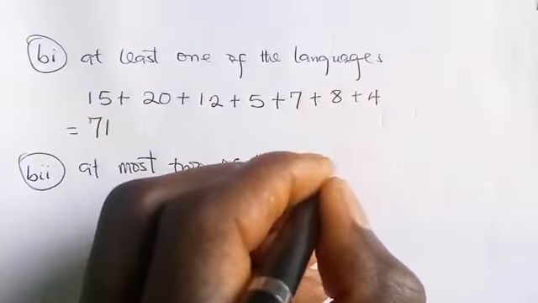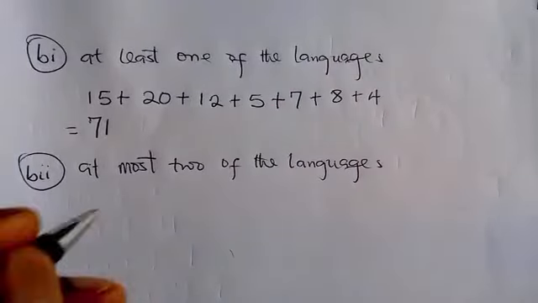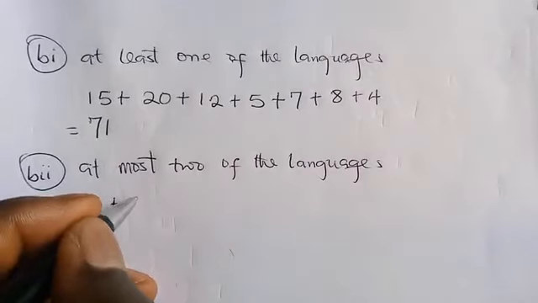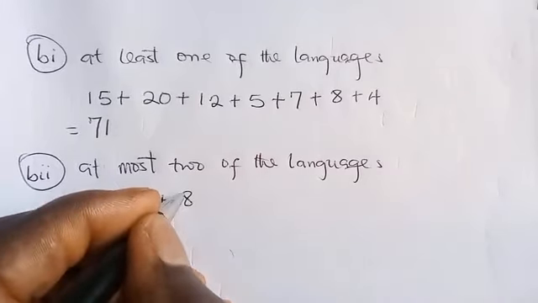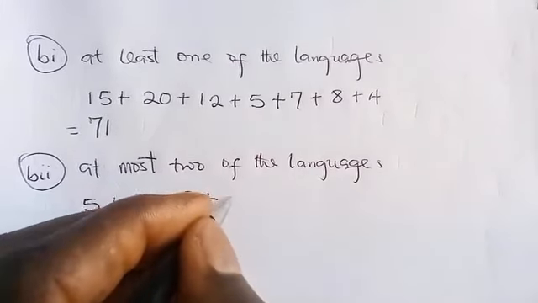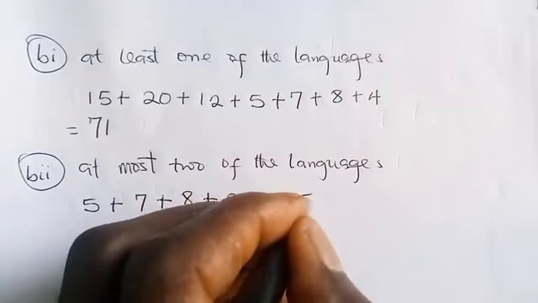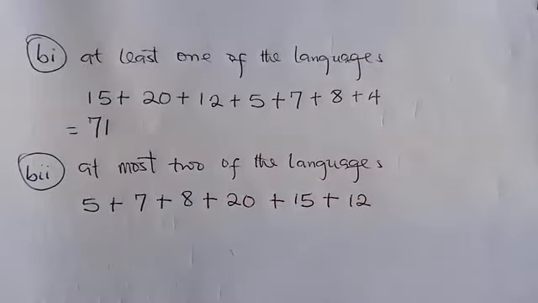At most, two of the languages, we are going to add the number of those that offer French and German, which is 5. French and Spanish, 7. German and Spanish, we have 8. French only, we have 20. German only, we have 15. Spanish only, we have 12. The summation of this gives us the number of students that offered at most two of the languages.